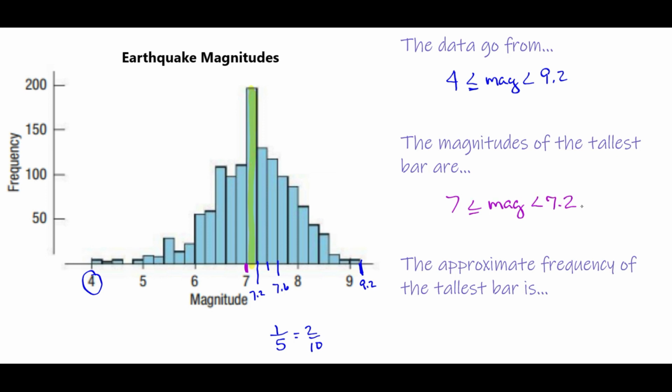And the approximate frequency of the tallest bar, so the frequency would be how high it goes. So we're just going to say that looks like it's about 200. So there's about 200 earthquakes who had magnitudes between 7 and 7.2.